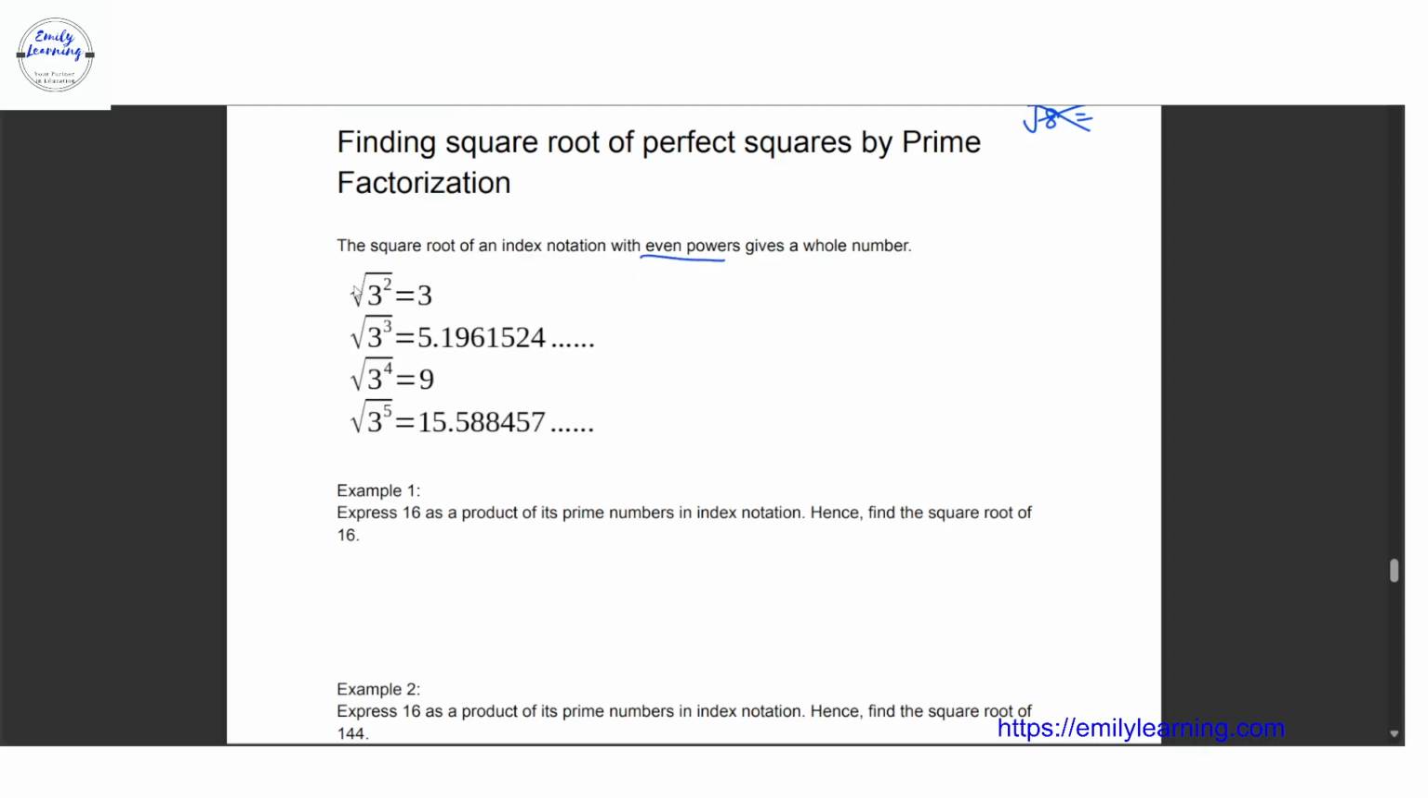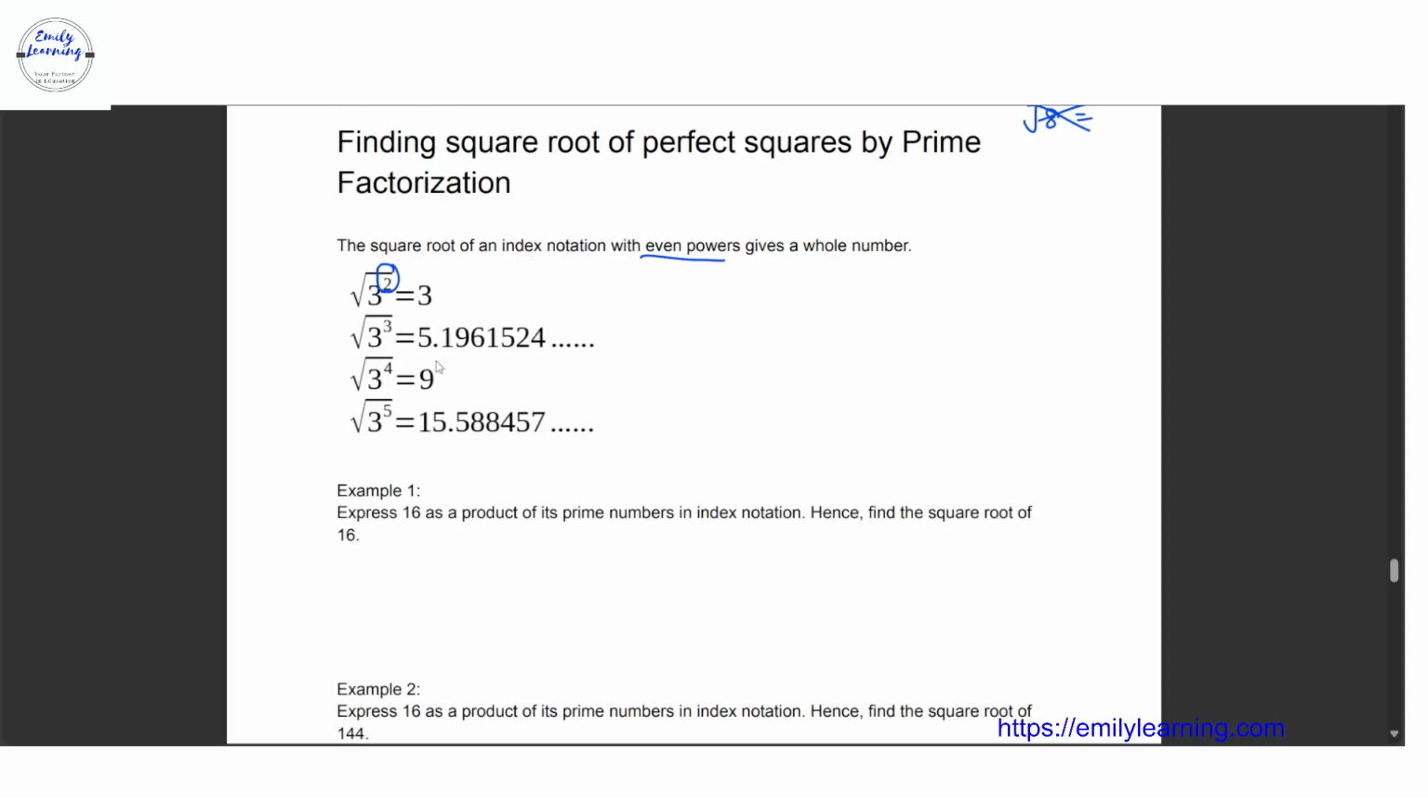So if you try in the calculator, square root of 3 square, you know, square power 2, this is an even power. 2 is an even number, so it's an even power. So when you square root an index notation that has even power, you will get a nice number, a whole number. If you square root an index number with odd power, you will not get a whole number.